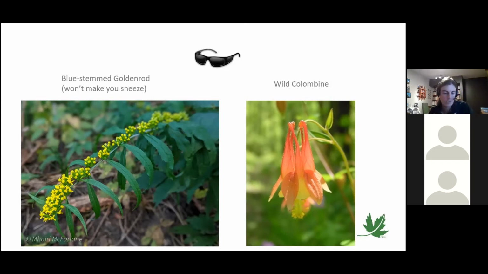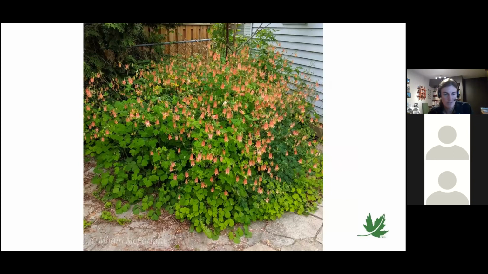Wild columbine is another fabulous woodland plant. It's really well behaved in the garden. I'm not very good at keeping it well behaved, but if you want a nice wild show like this, then this is in my backyard a few years ago. This is a really neat plant because not only will it support native insects, you will also get hummingbirds coming to the flowers. They will come and drink the nectar from these flowers, which is pretty neat.